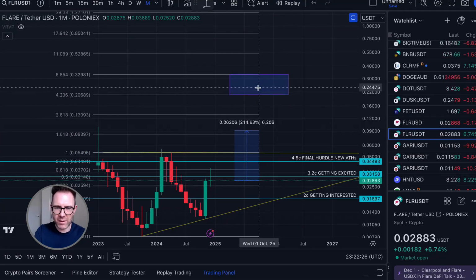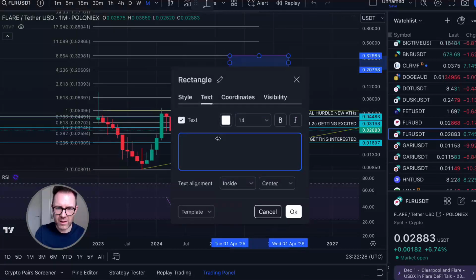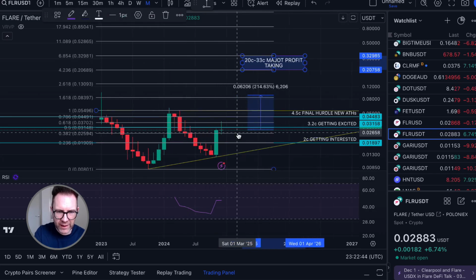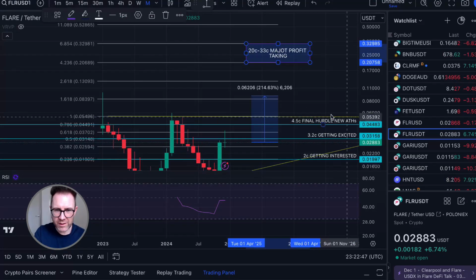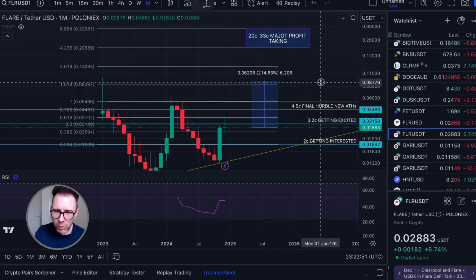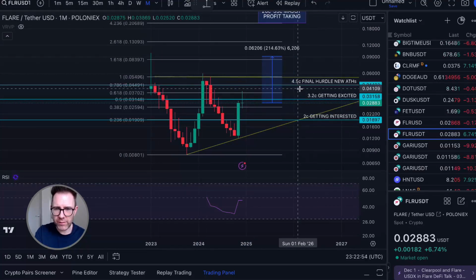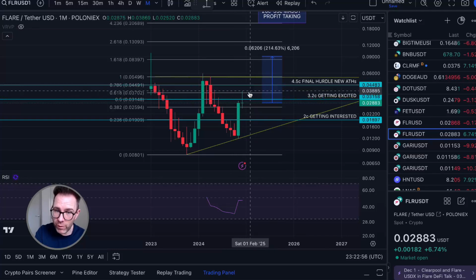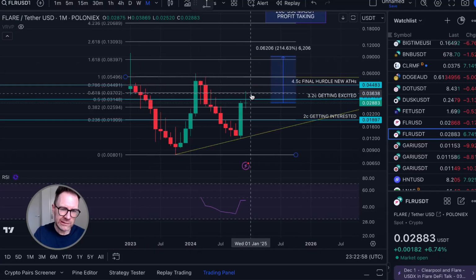Let's pop that in. Okay, 20 cents to 33 cents. Major profit taking. Doesn't mean you sell all out. You would want to at least take half. Do I have any other taking profit areas along the way? Normally what I would do is I would give you some take profit targets which are before the all-time high.